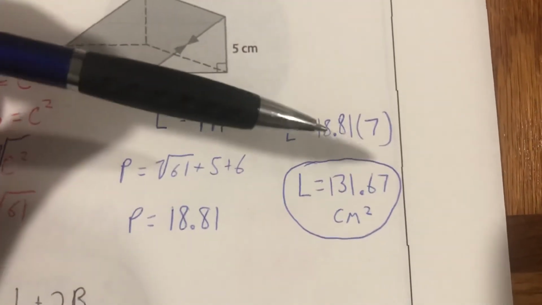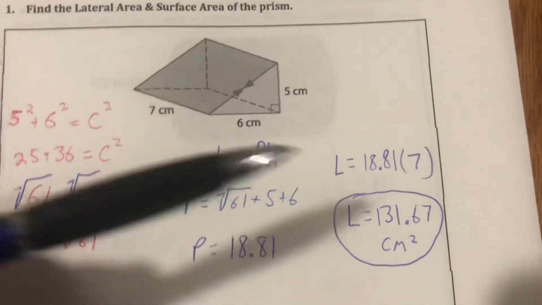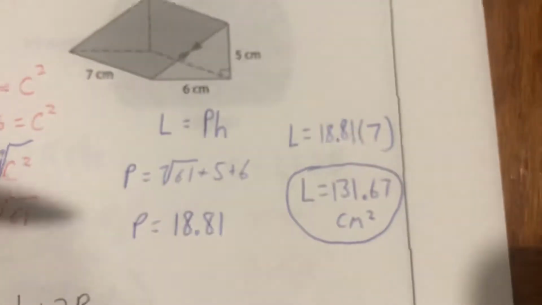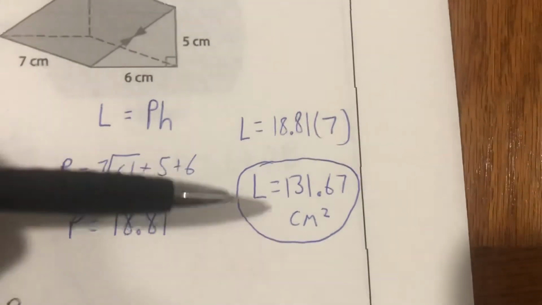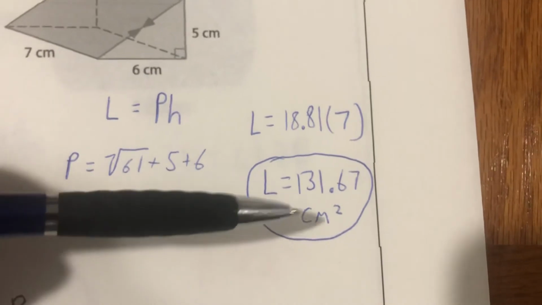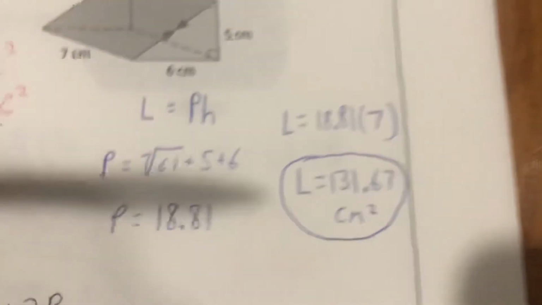So we have the perimeter now, 18.81 times the height. Again, that's the distance between the two bases, so we're using 7. When we multiply those two together, we're going to get 131.67 centimeters squared. Now, when we're talking about area, remember that's centimeters squared. Area, square it. All right, looking at the surface area.